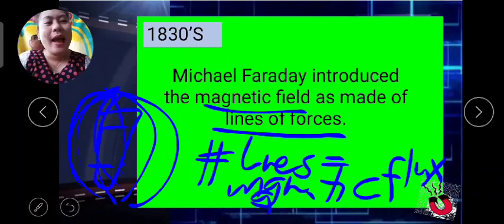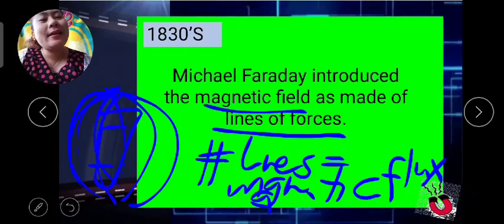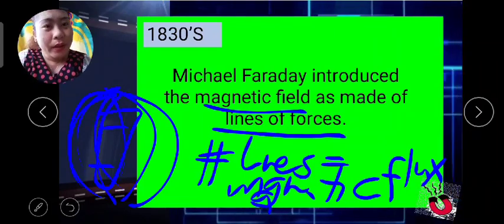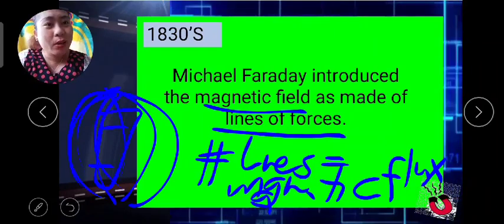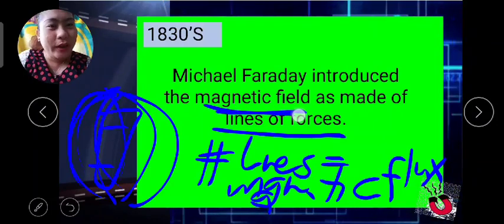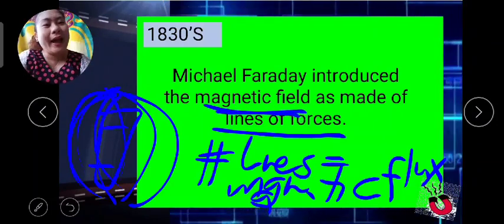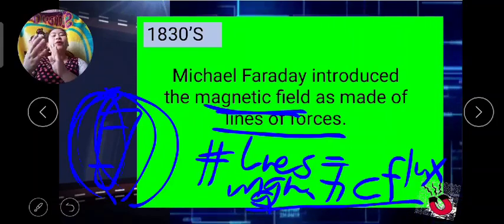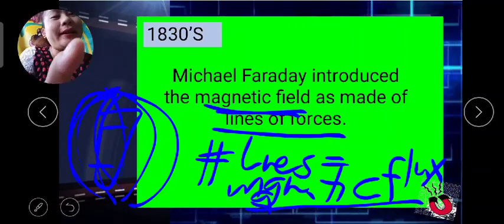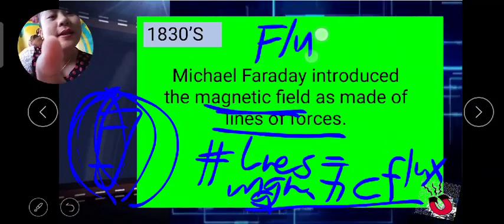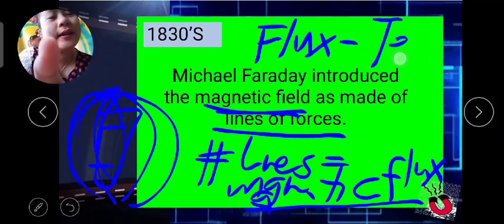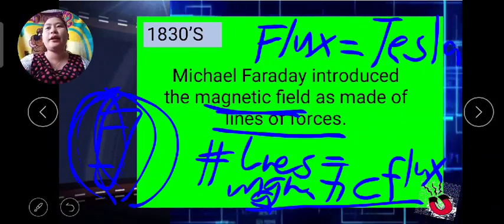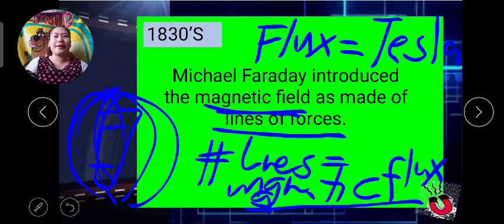flux. Again, lines of forces that surrounds the magnet is called magnetic field. Okay? But the number of lines is called magnetic flux. Okay? So, the flux is measured in Tesla. Flux is measured in Tesla. Okay? Tesla or big letter T. So, yan si Tesla.